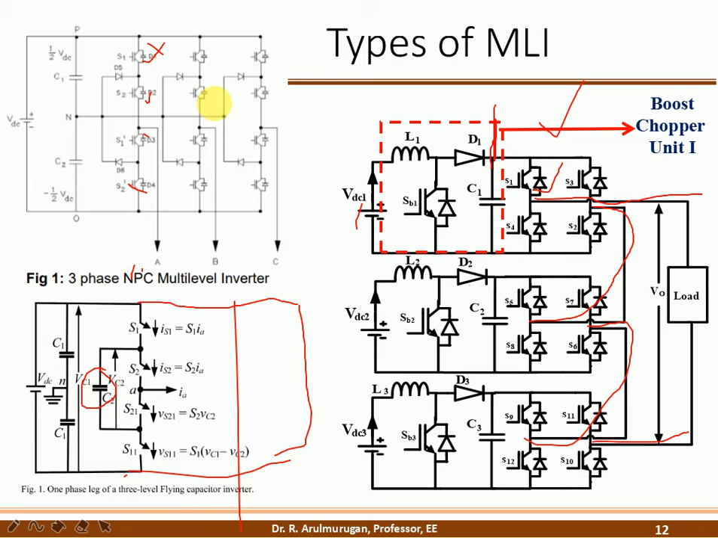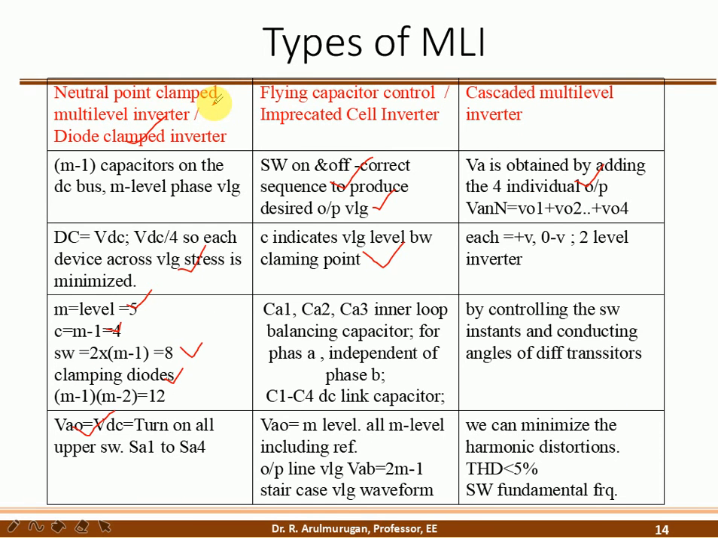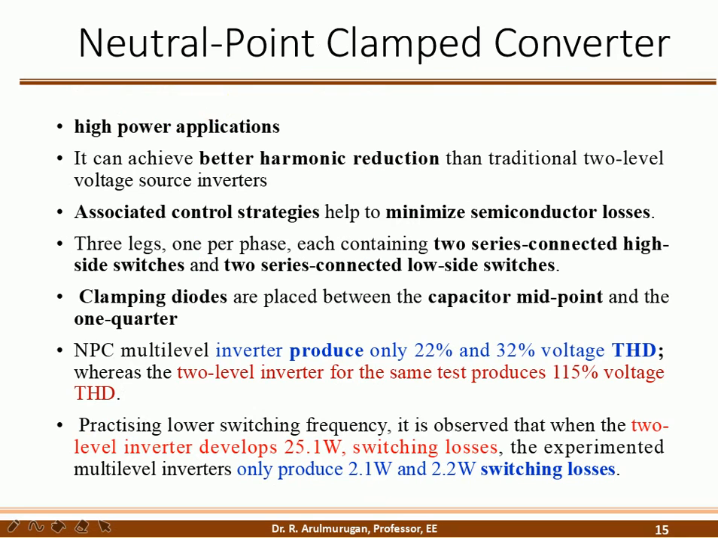So the multi-level inverter or neutral point clamped inverter is used for high power applications. It gives better harmonics reduction, with an associated control strategy, and it minimizes the switching and conduction losses.